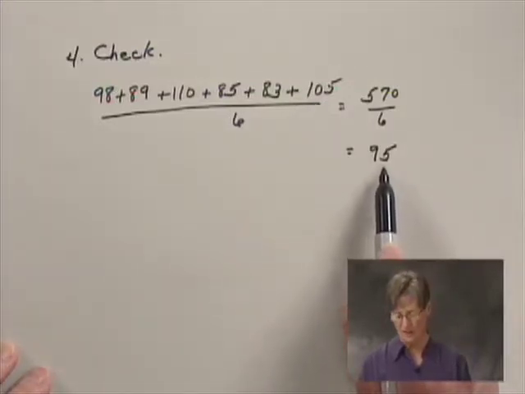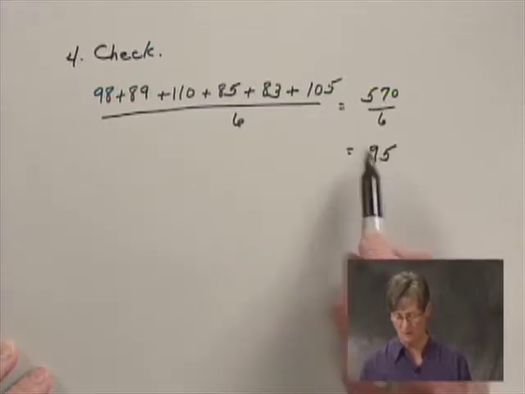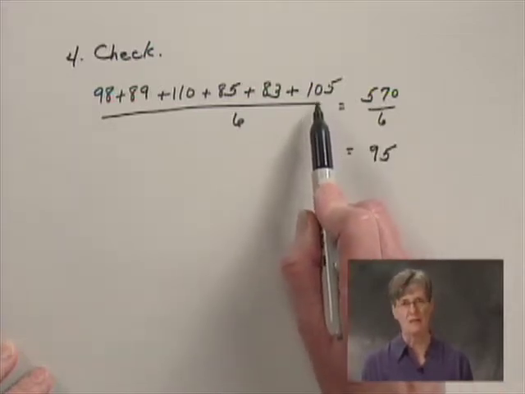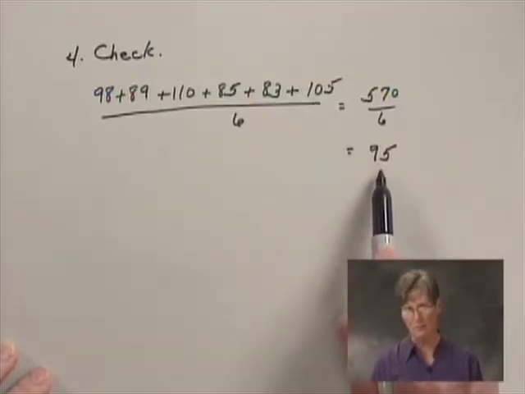So I see that if he would spend $105 in the 6th month, his spending for the 6-month period would average $95, and then it just seems reasonable that if he spends less than $105 in the 6th month, his average spending will be less than 95.